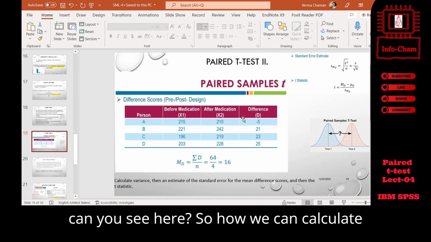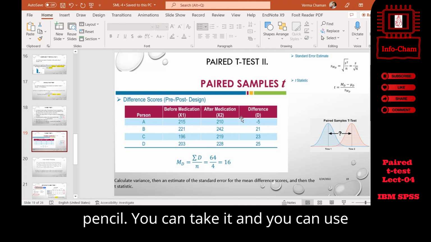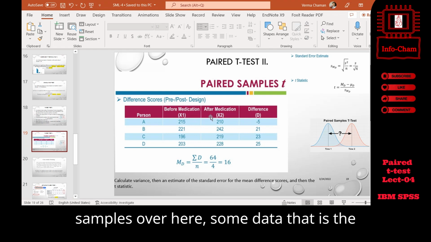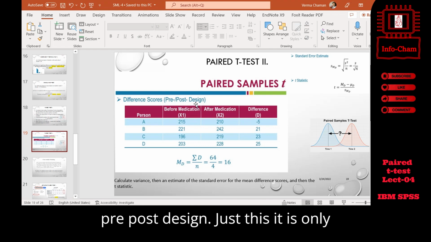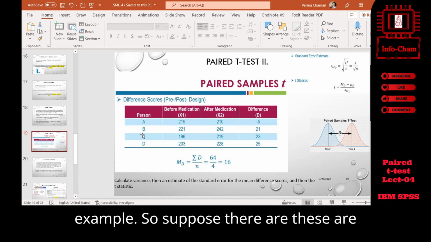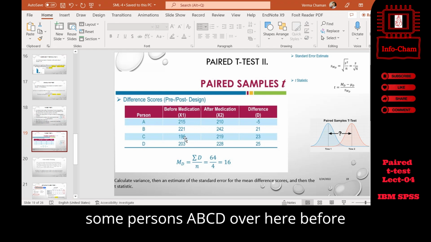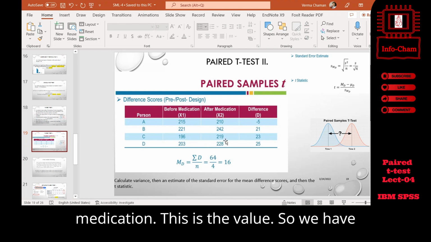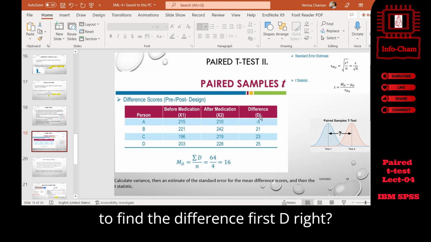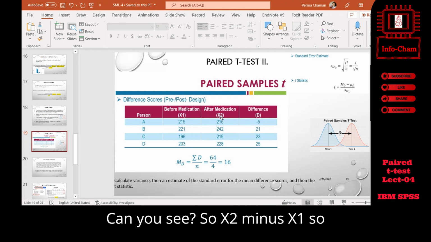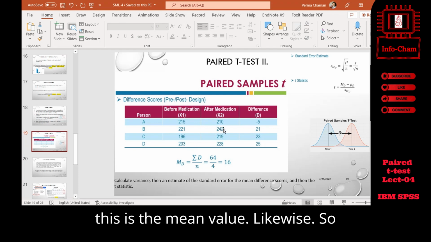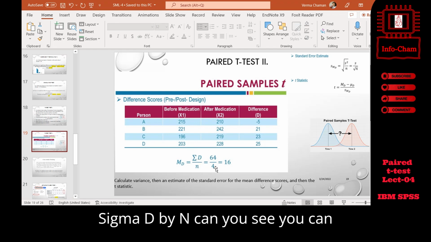So how can we calculate it? You can calculate it by pen or pencil, or you can use a calculator, whatever you want to do. It is your choice. I have given some sample data over here, which is the pre-post design. It is only an example. Suppose these are some persons A, B, C, D over here. Before medication, this is the value. After medication, this is the value. So we have to find the difference first, D, right? Can you see? x2 minus x1. So we can find this value, right? This is the mean difference actually. This is the mean value likewise: sigma D by N. Can you see?